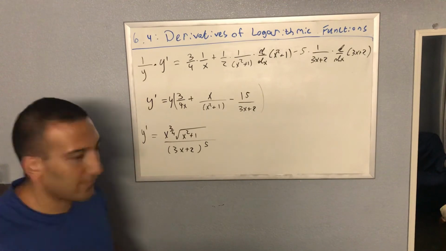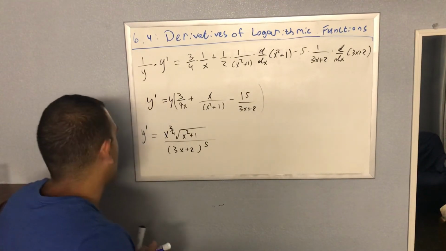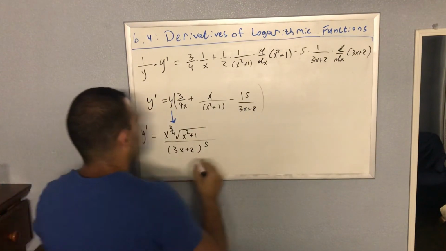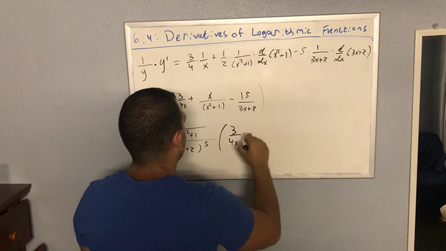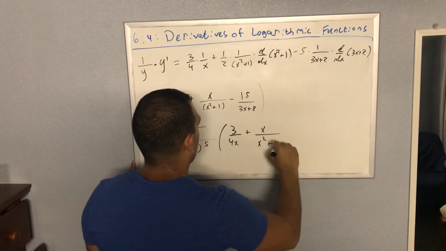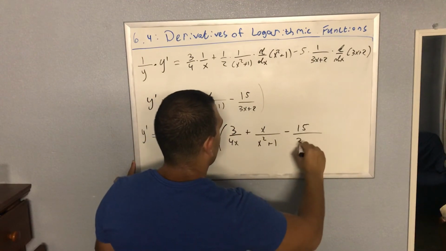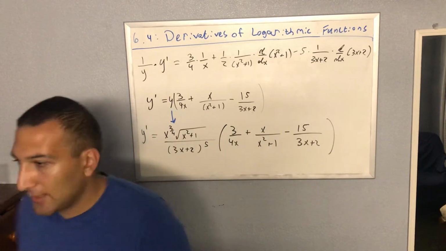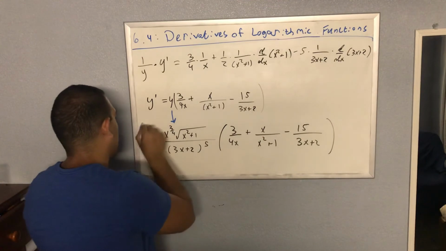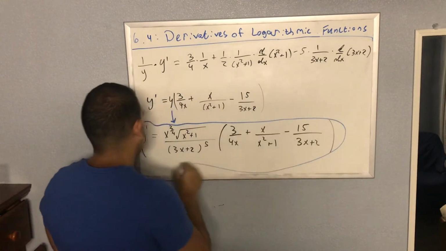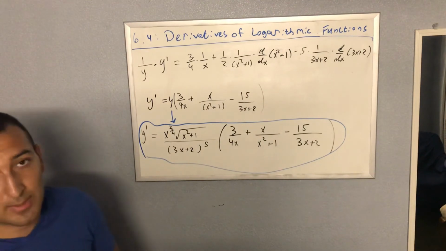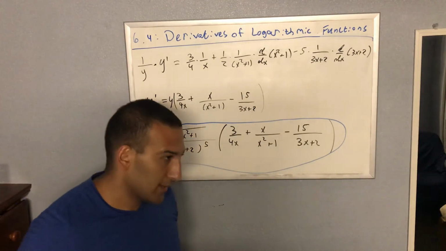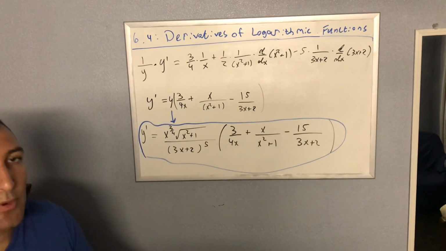Okay, so what we have now is, y is all of this, and that multiplies this entire quantity: 3 over 4x plus x over x squared plus 1 minus 15 over 3x plus 2. But that's our final answer. This is the derivative of the function we started with. It's crazy. So yeah, it's a very complicated looking thing, but it's still easier and more manageable than had we just tried to brute force use the quotient rule and stuff like that.